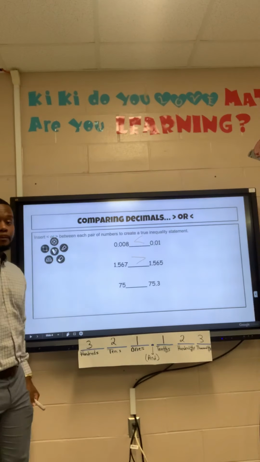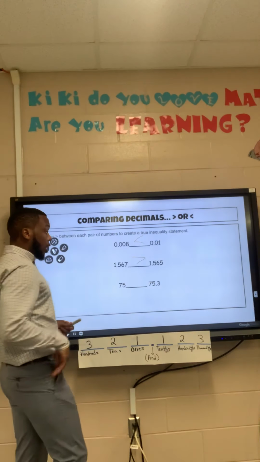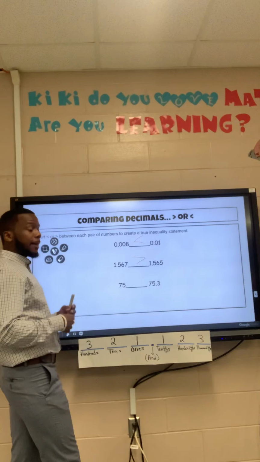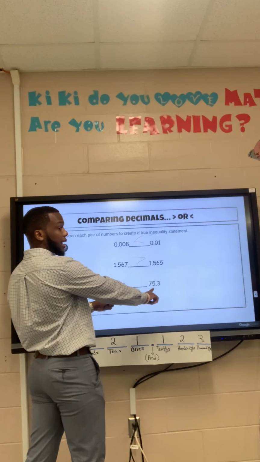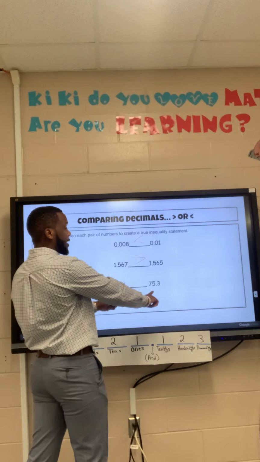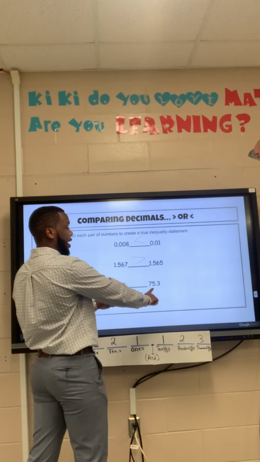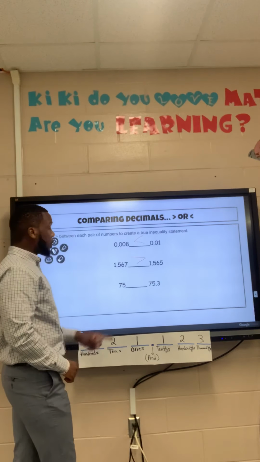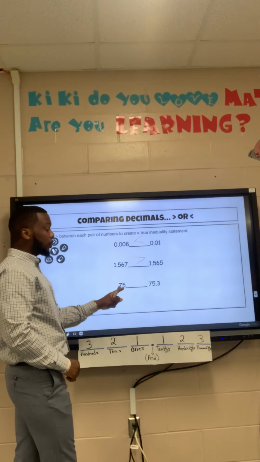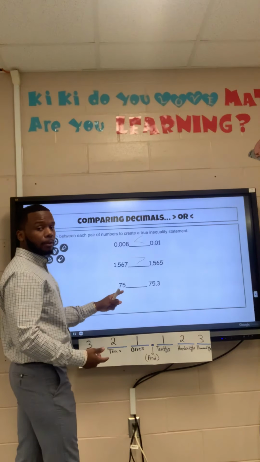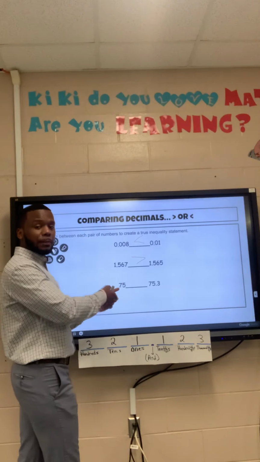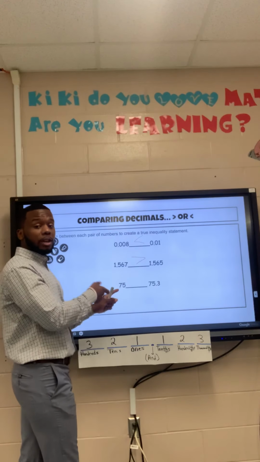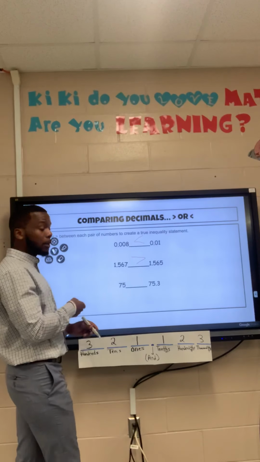For the last one. All right, the first digit place value we have in the last one is in the tens spot. They both share a 7. In the ones spot, they both share a 5. Well, this one doesn't have a value behind the 5. So we can add a decimal and add a 0, just like we did in the last one, to make them share the same value. And I'll show you what that will look like.